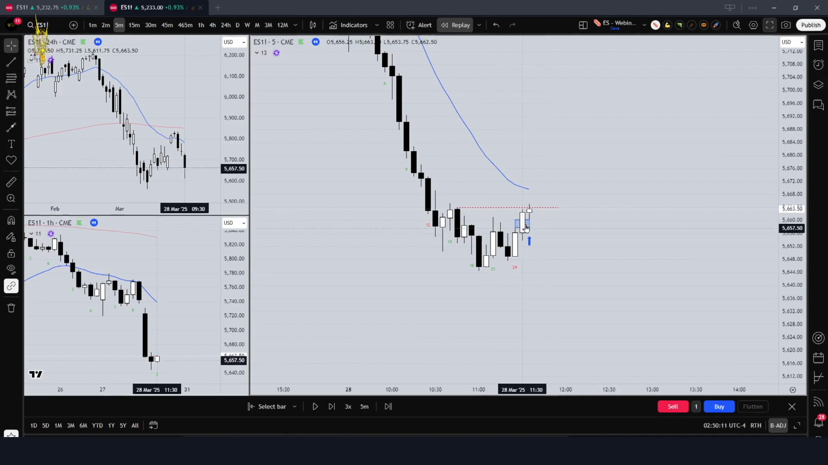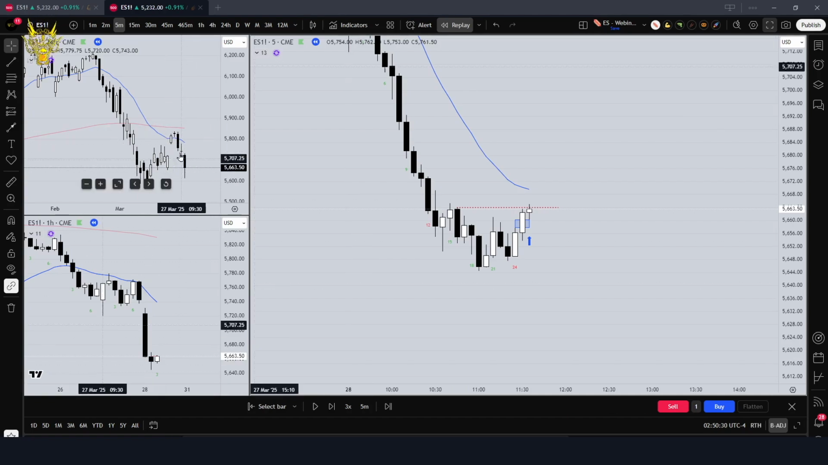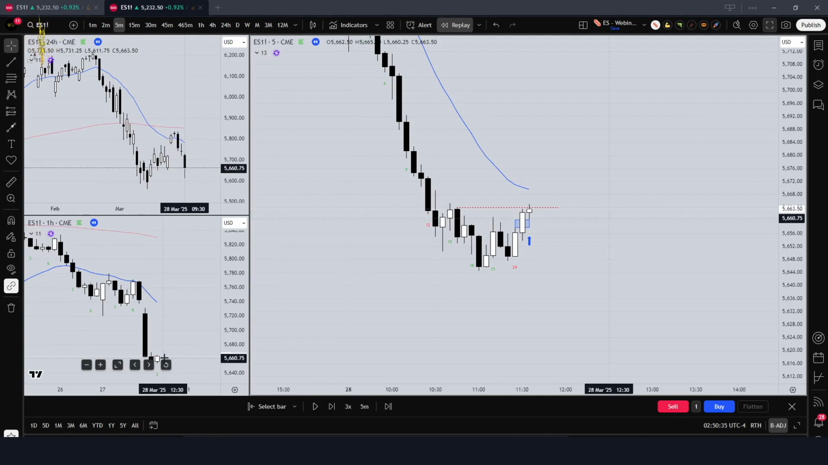Now, often the second leg of a pullback is stronger than the first. So when you're using the microgap reversal, you need to pay attention to the context. On the daily chart, we're in a bear spike down from the moving average. We're always in short. On the 60-minute chart, we're in a bear spike. We're always in short. So the chance of this being the reversal of the year is low. If you got out of your short, you need another sell signal. Now you've got your sell signal.